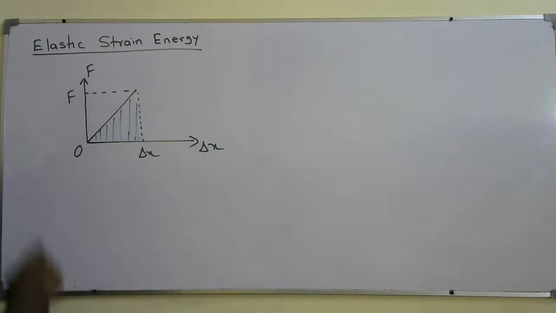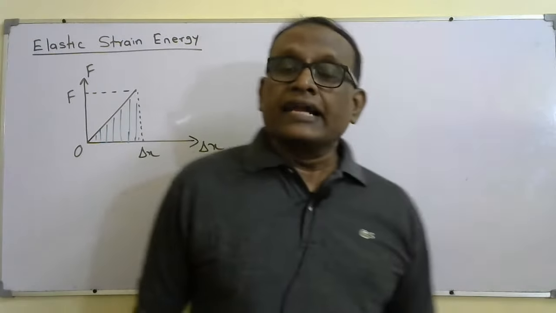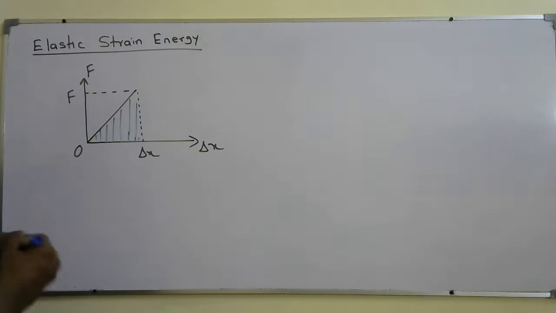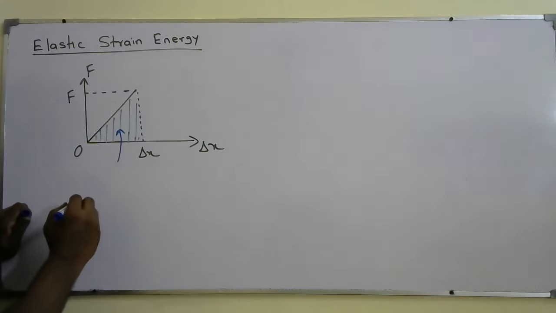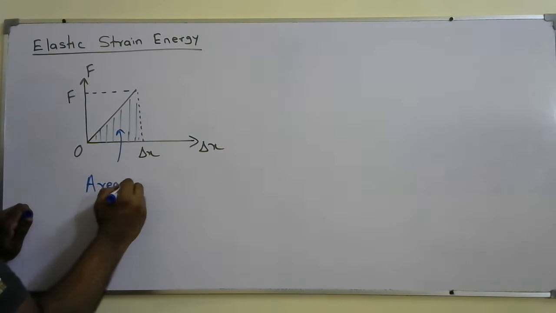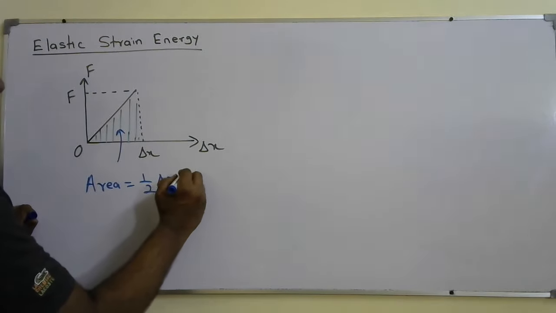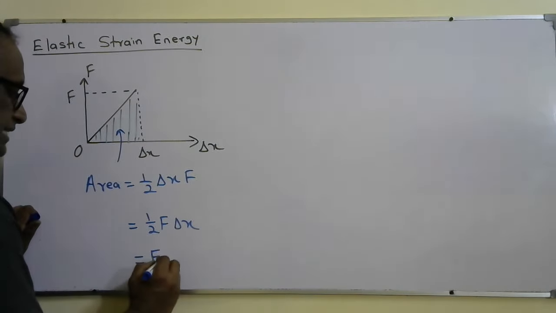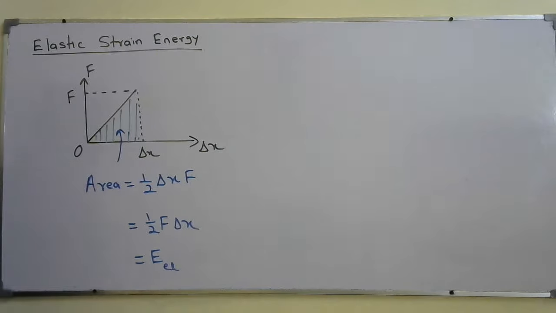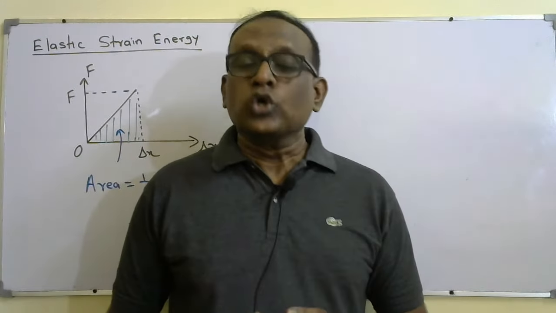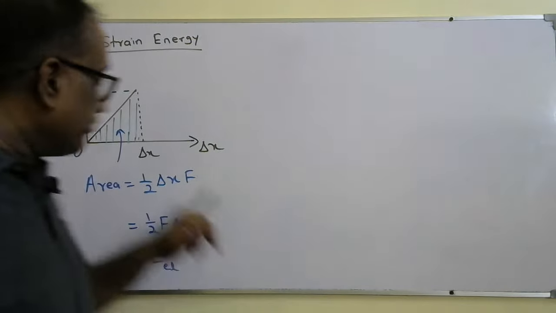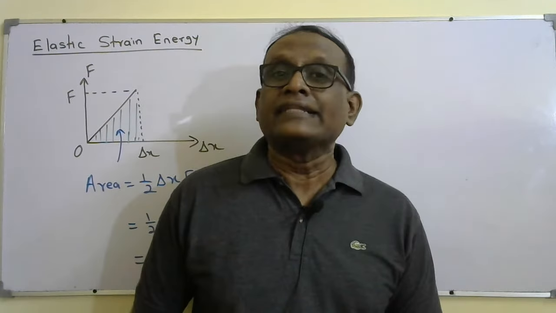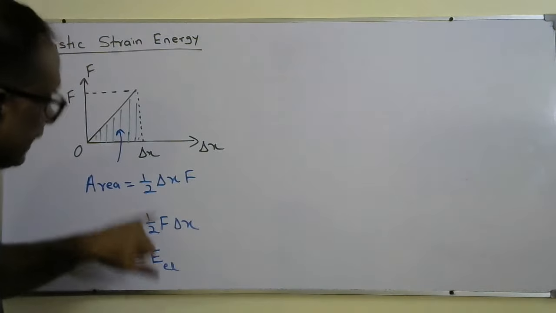Okay, when we consider the force extension graph and when the material obeys Hooke's law, the graph will be a straight line through the origin. So the area under the graph gives the energy stored in it, because the area gives half into base into height, that is half F delta X. That is the elastic strain energy, elastic potential energy stored in it. So we know that if the material obeys Hooke's law, we can use the equation half F delta X or half K delta X squared. There also, if you find the area under the straight line, we will get the same equation, half F delta X.